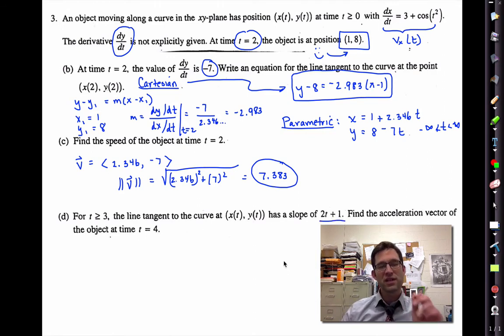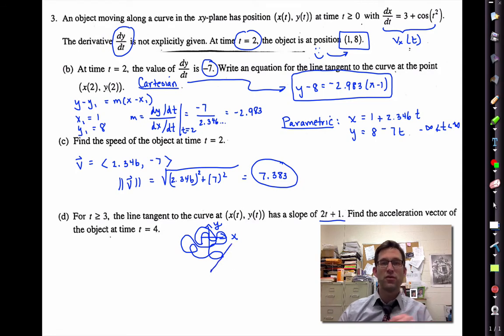So I really want you to understand this. For t greater than 3, the tangent line to just the normal xy curve, so if I were to graph xy, I don't know what it looks like, and it certainly doesn't have to be a function, right? But what I know is that the slope of the tangent line is given by 2t plus 1. They ask me to find the acceleration vector of the object at t equals 4.